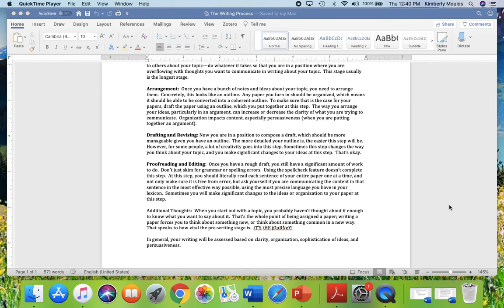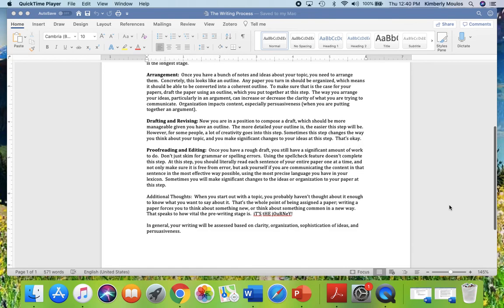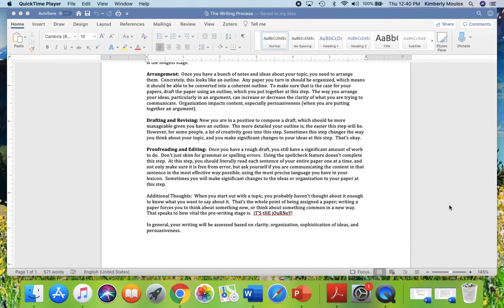But the outline stage is really necessary to transition from what should be a flood of ideas to actually composing a draft. So that's the next step. Once you've done a lot of research and thought deeply about your topic and you have something to say, you really have done some thinking and you have an opinion and reasons for that opinion, then you arrange them and organize them, and then you are in a position to compose a draft.